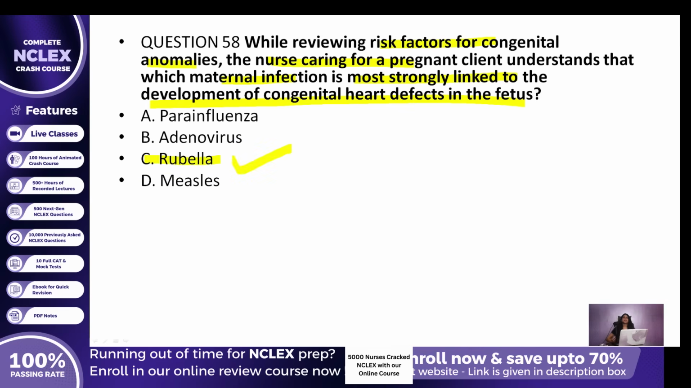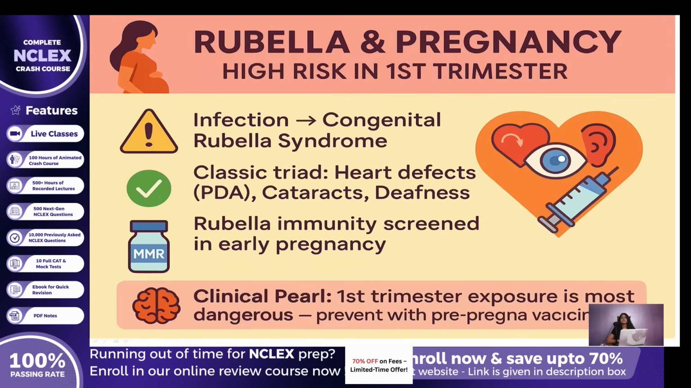Rubella. Rubella, or German measles, poses a serious risk in the first trimester when fetal organs are forming. Infection during this time may lead to congenital rubella syndrome, which includes heart defects like patent ductus arteriosus, along with deafness, cataracts, and developmental delays. Rubella immunity is always screened during pregnancy, and the MMR vaccine is given postpartum if needed.